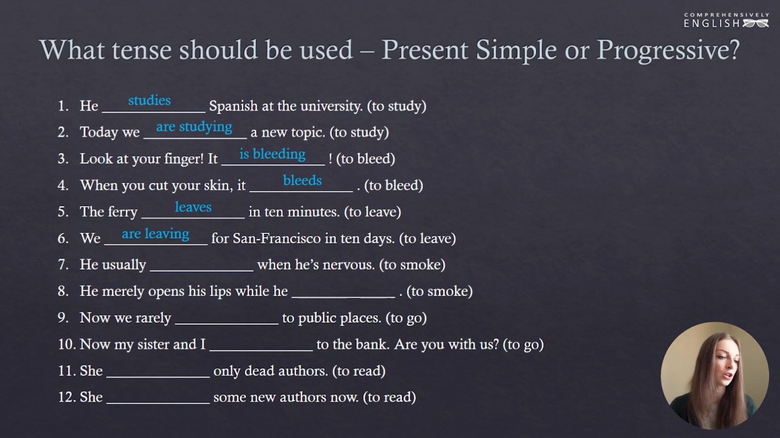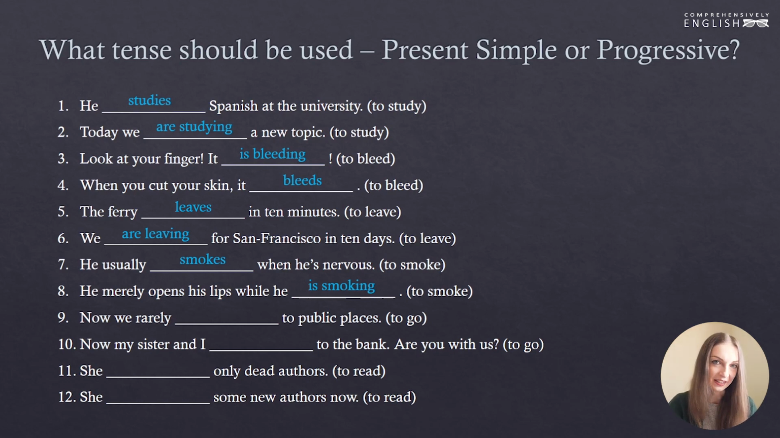Number 7, he usually smokes when he's nervous. Every time he is nervous, he takes a cigarette. That's his routine. That's what usually happens. And usually here is your marker, the marker of the present simple tense. He merely opens his lips while he is smoking. What's the difference between this sentence and the sentence number 7? Number 7 speaks about a routine and number 8 speaks about a process.